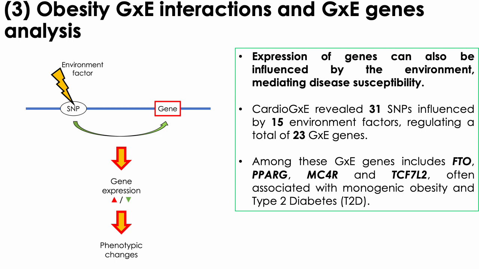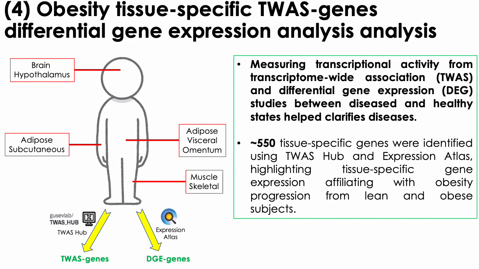Our Cardio GxE result disclosed that 31 SNPs were influenced by 15 environmental factors, regulating a total of 23 genes. These GxE genes include FTO, PPARG, MC4R, and TCF7L2, which are often associated with monogenic obesity and type 2 diabetes. Around 550 tissue-specific genes from adipose, brain, and musculoskeletal were identified using TWAS hub and Expression Atlas, revealing the importance of tissue-specific gene expression during obesity progression.